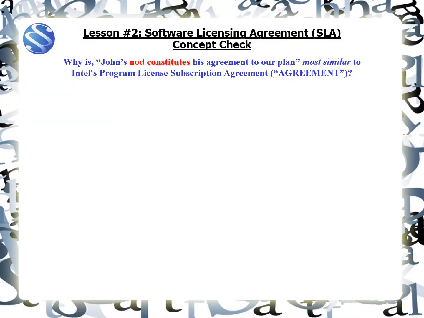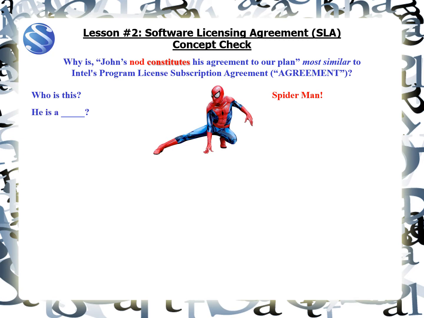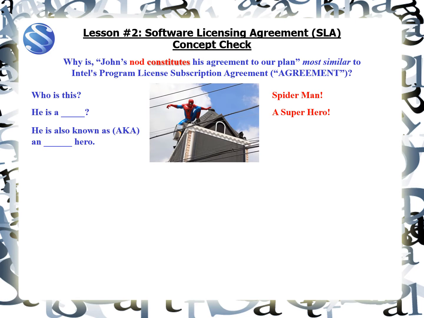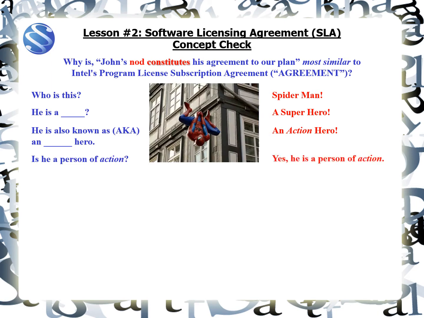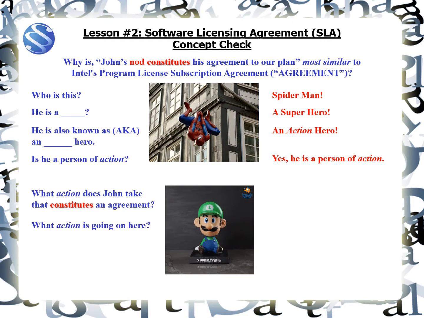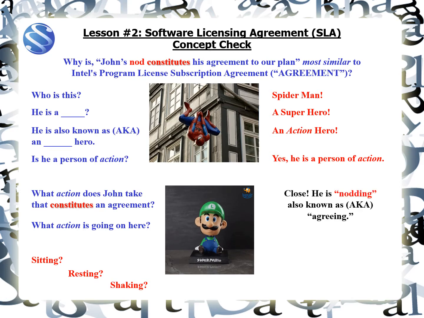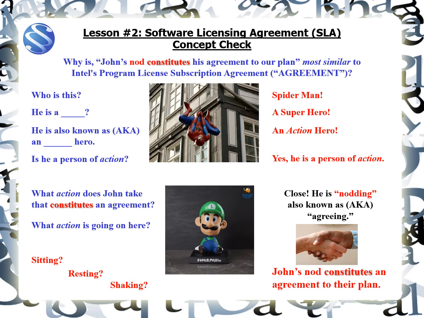Why is "John's nod constitutes his agreement to our plan" most similar to Intel's Program License Subscription Agreement (agreement)? Who is this? Spider-Man. He is a superhero. He is also known as an action hero. Is he a person of action? Yes, he is a person of action. What action does John take that constitutes an agreement? What action is going on here? Sitting, resting, shaking. Close. He is nodding, also known as agreeing. John's nod constitutes an agreement to their plan.